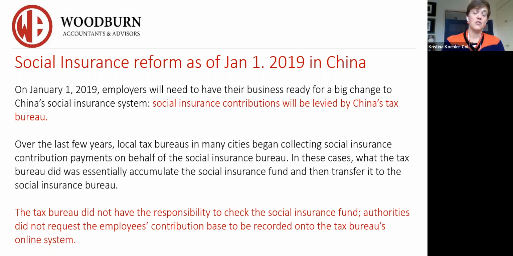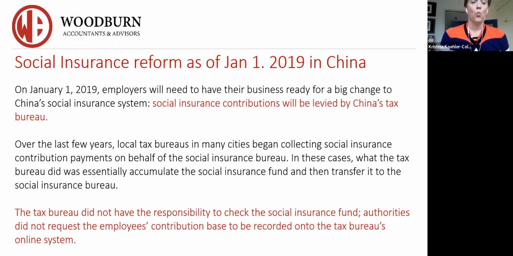Social insurance contributions are now levied by tax bureaus. Previously, they were levied by the Labor Bureau, but now they are levied by the Tax Bureau, which means that not only does the tax bureau handle your tax declarations, your corporate income tax, individual income tax, value-added tax, consumption tax, stamp duty tax, etc., but they are also taking care of the social insurance contributions. This is all done and paid for on behalf of the local tax bureaus.